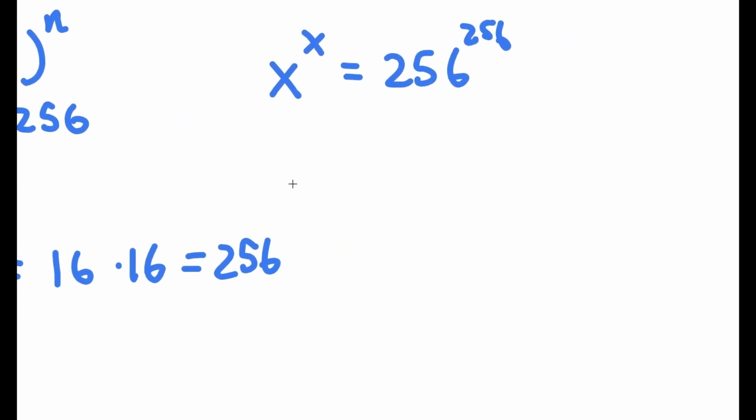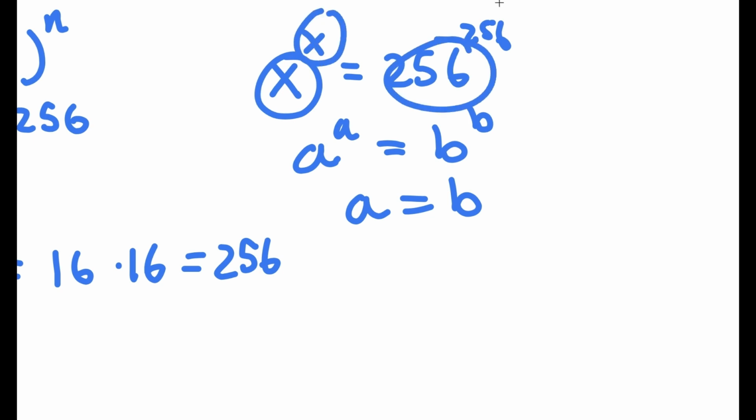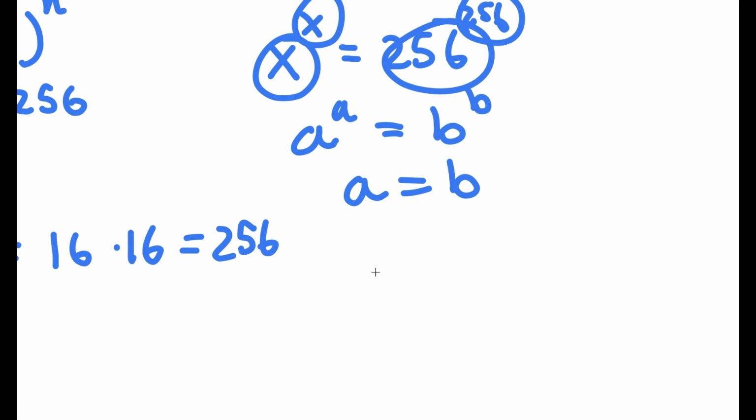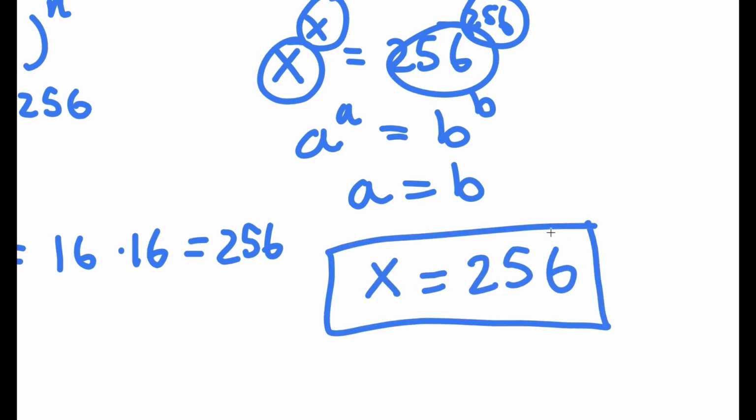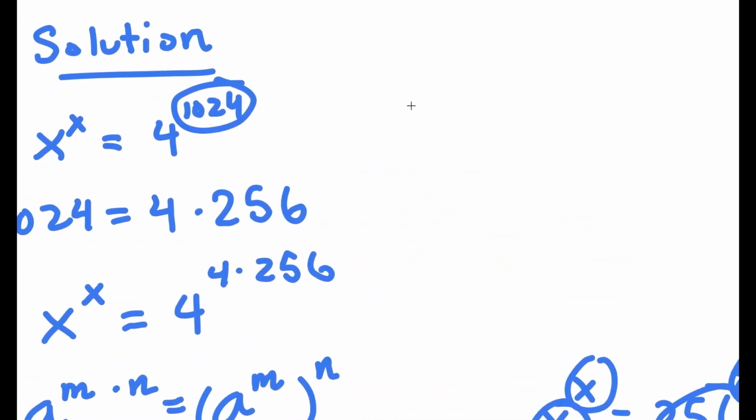Now, if I have something in the form a to the power of a is equal to b to the power of b, this means that a is equal to b. So in this case, a to the power of a, x to the power of x, is equal to b to the power of b, 256 to the power of 256, meaning x is equal to 256. So now we have x to the power of x is equal to 256 to the power of 256.